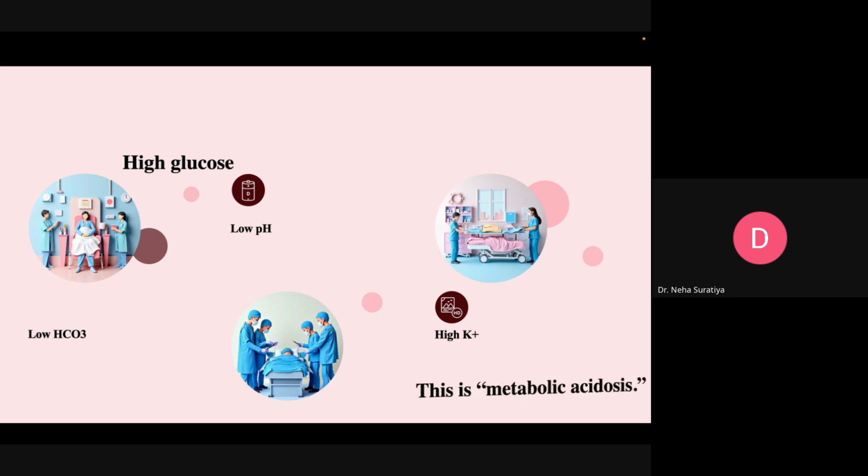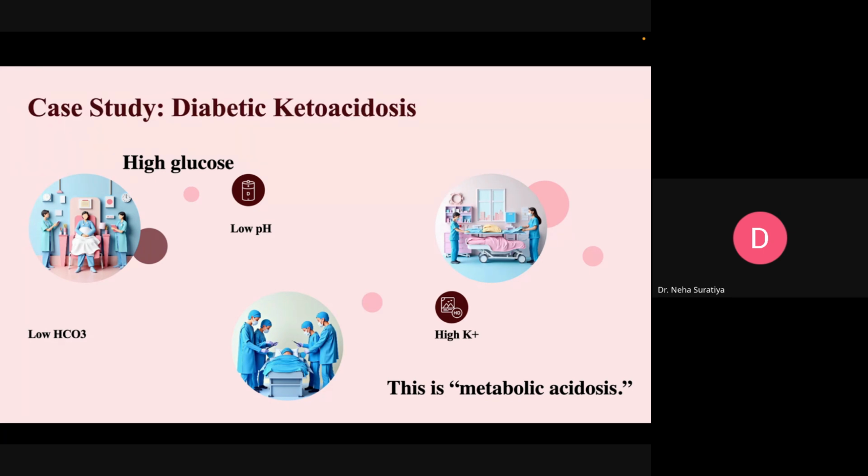Yes, yes, yes. It is metabolic acidosis. I hope next time you see an ABG report, it will make sense how exactly this is related. It is the case of diabetic ketoacidosis, as I have mentioned, high glucose, right? So this is how a diabetic ketoacidosis person's profile looks.